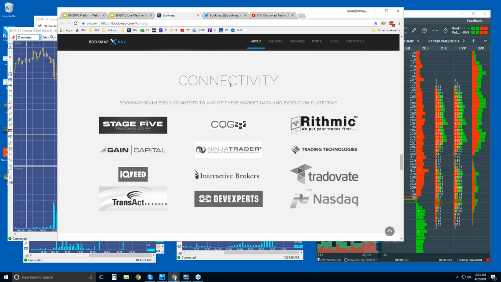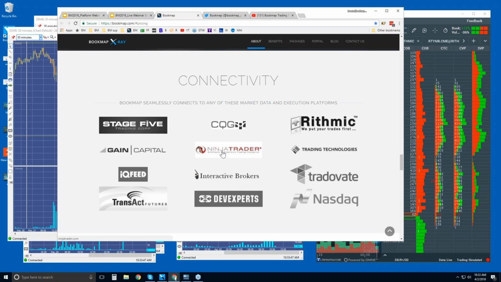Okay, so this is important here. I'll cover this and then some of the pricing. So connectivity. What is Bookmap? We are a visualization software trading platform. We're not a data provider. This is how you connect Bookmap. You will need to provide the data.